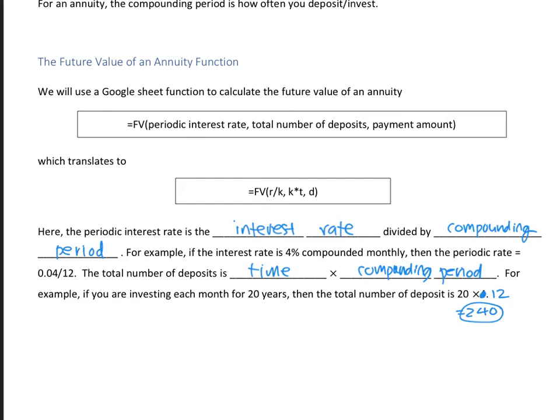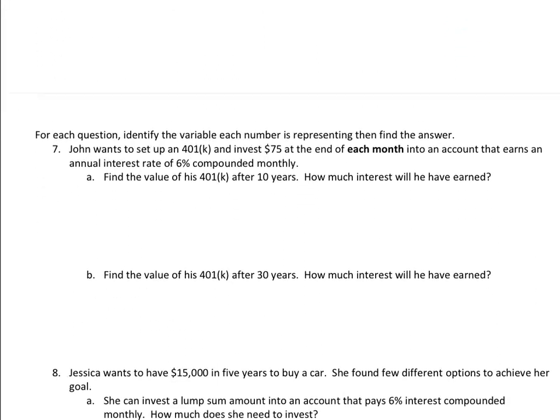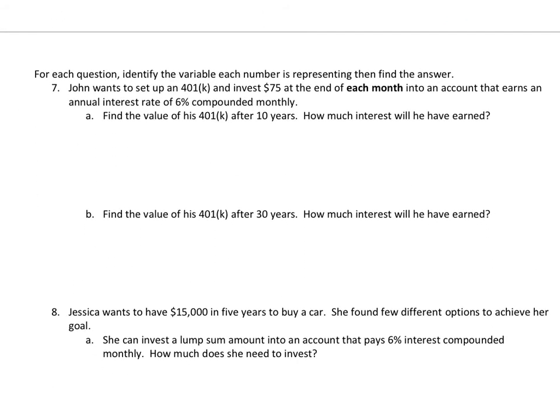All right, let's look at the next question here. For each question, identify the variable each number is representing, and find the answer, okay? John wants to set up a 401k. This is just the annuity name, a very typical name of the annuity. And invest $75 a month at the end of each month, into an account that earns annual interest rate of 6% compounded monthly. Okay, there's a lot of information here. A says find the value of the 401k after 10 years.